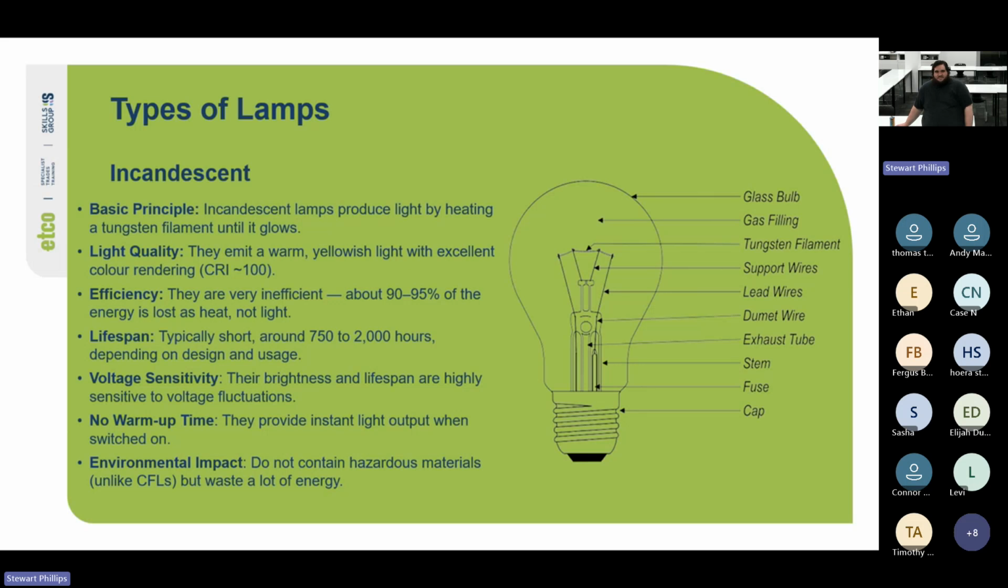Cool. So as you can see from the diagram, they have a glass bulb, gas filling or just a vacuum, tungsten filament, support wires, lead wires, a dumet wire, an exhaust tube, stem, fuse, and a cap. Cool. So what is the rule with Edison screw light fittings?